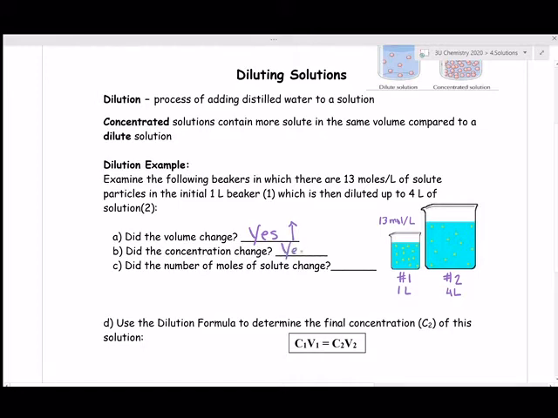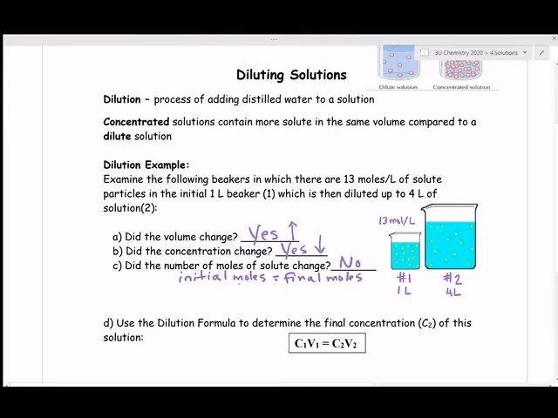And if you look at it, this looks way more crowded than this, so concentration actually decreases when you do a dilution. Now, very importantly, did the number of moles of solute change? So count them, 13, still 13, so no. Which means that the initial moles is identical to the final moles. Okay, so initial moles is equal to your final moles.